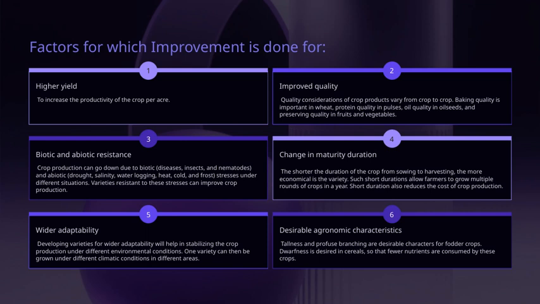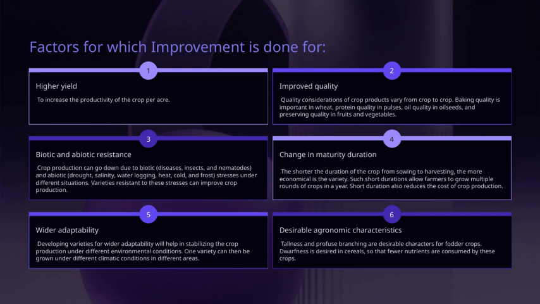Changing the maturity duration is another key factor. Shorter crop durations from sowing to harvesting make the variety more economical. Plus, it allows farmers to grow multiple crops in a year, increasing overall productivity and reducing costs.